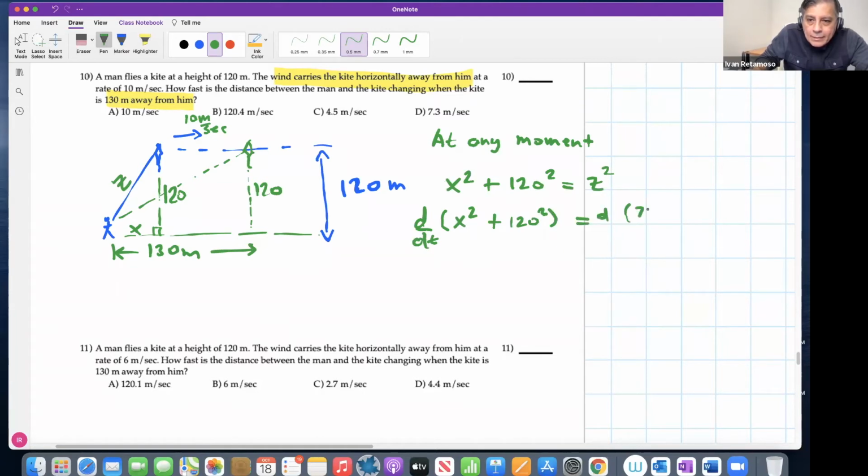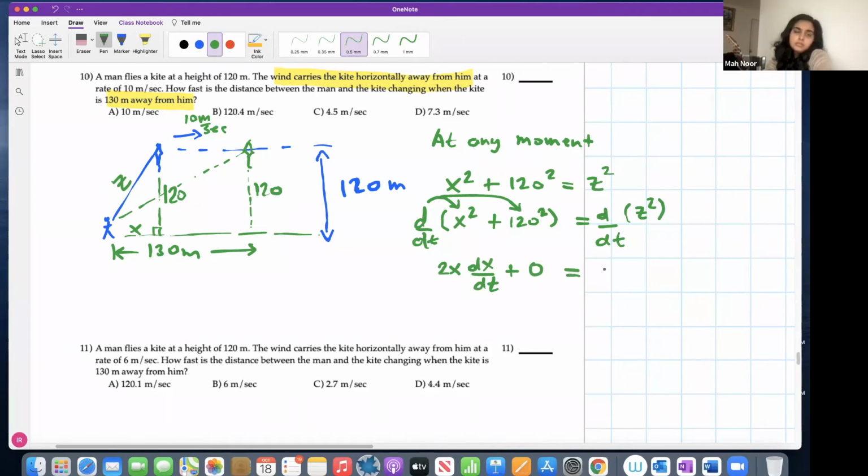The derivative of X squared is 2X, but since we're taking the derivative with respect to time, we have to attach dx/dt. Who can tell me what the derivative of 120 squared is? 120 squared is just some number, right? So it's 0. Excellent. And this one should be 2Z dz/dt, right? You follow, guys? So this disappears.